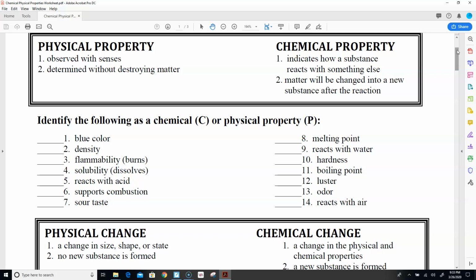Reacts with acid, that's definitely chemical. Supports combustion. That just means it allows things to burn. So anything with burning, light, heat, smells, new substance formed, that's got to be chemical.